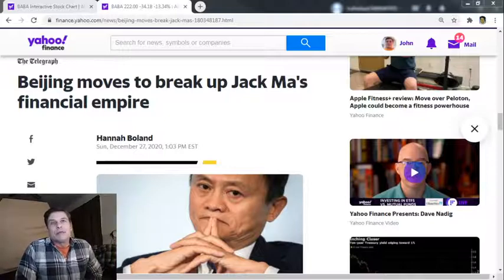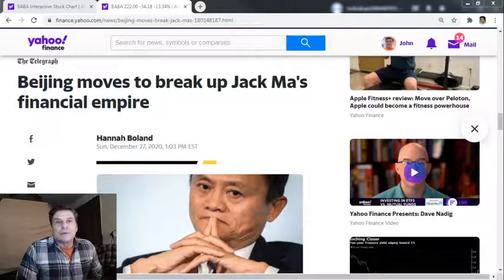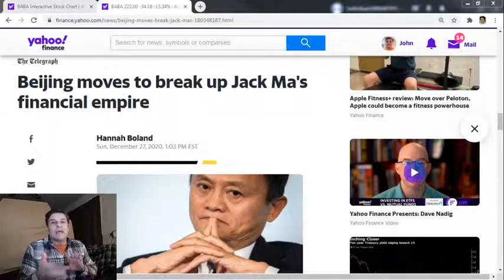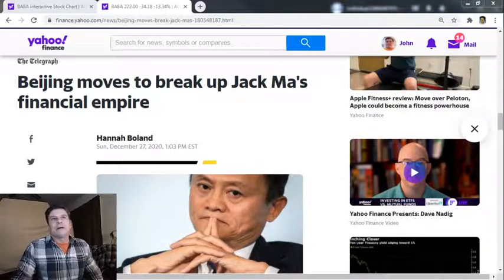We're going to look at Baba and Jack Ma's financial empire very briefly, because much of this looks like a threat. And I think going to the charts will help us see what may or may not happen, and we can make informed decisions. If you've been long Baba since it was $100, I doubt you have anything to worry about. But even in these articles, a lot of this is threats.